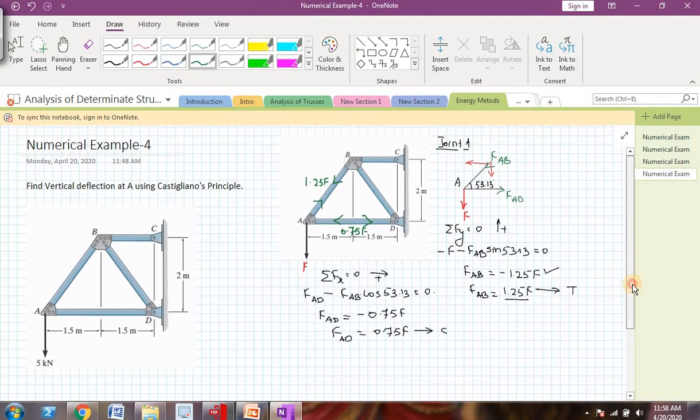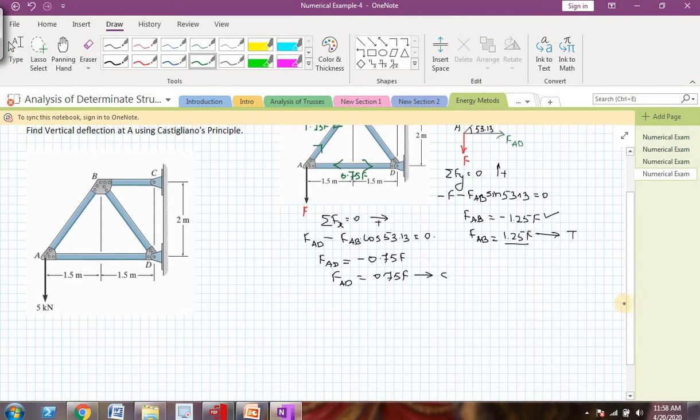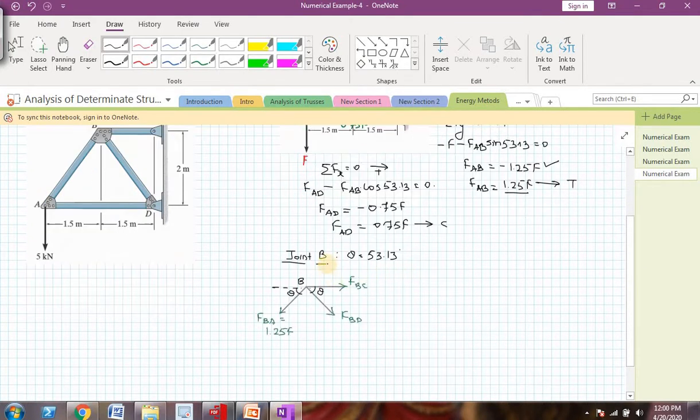Okay, now we have done for joint A. Let me go to joint B and draw the free body diagram. Okay, I have drawn the free body diagram of joint B. I know the value of force in the member BA, which is 1.25 F and it is tension. I am assuming the force in the member BD as tension, and also I am assuming the force in the member BC as tension. And let us check whether my assumptions are correct or not.